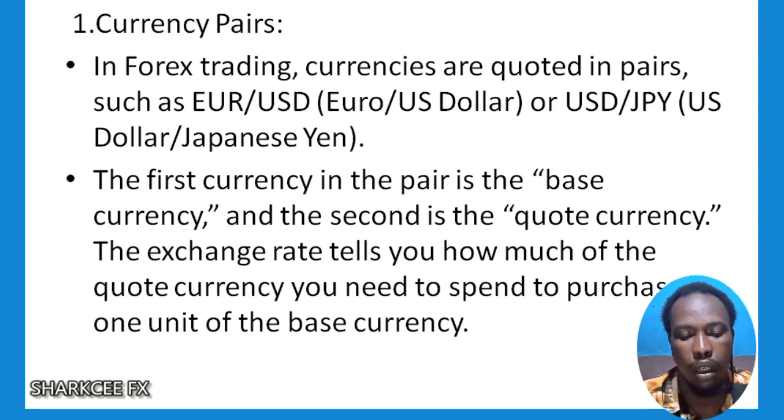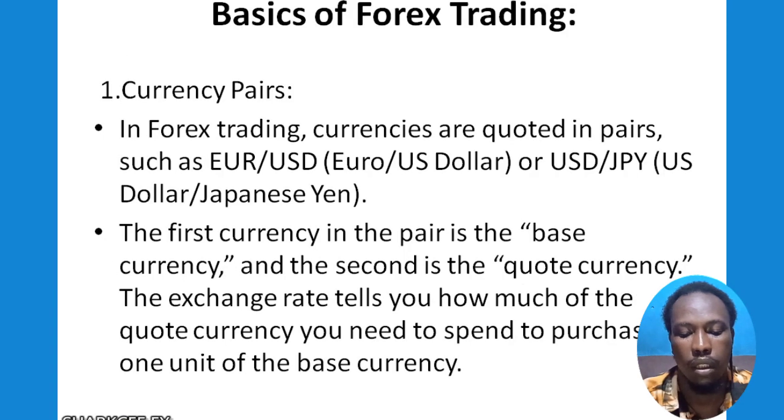Basics of forex trading. Currency pairs. In forex trading, currencies are quoted in pairs such as EUR/USD, USD/JPY. Why are they quoted in pairs? Because there's nobody that is an island. You cannot isolate yourself from the world. That means you are either buying or you are selling. There's nobody that will say he's not buying or he's not selling. So that's why it is paired, because you must either be exchanging into this one to buy from that country, or into this one to buy from the other country. So that's what currency pairing is all about.